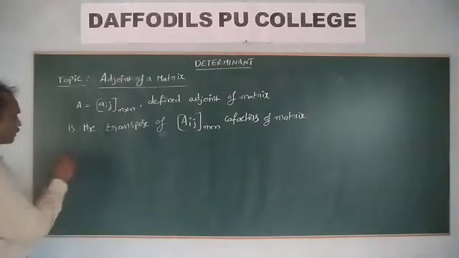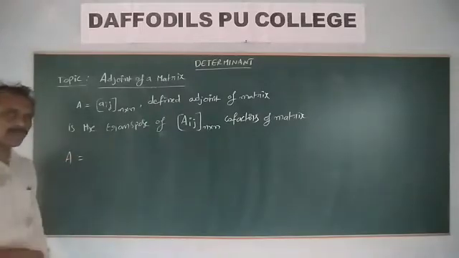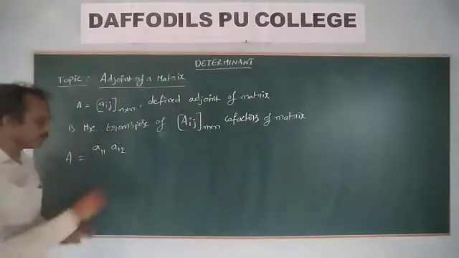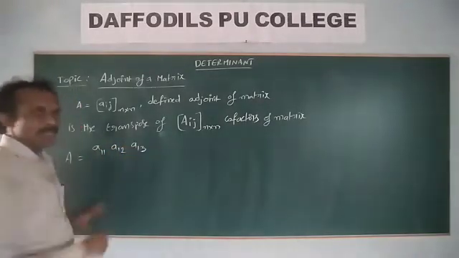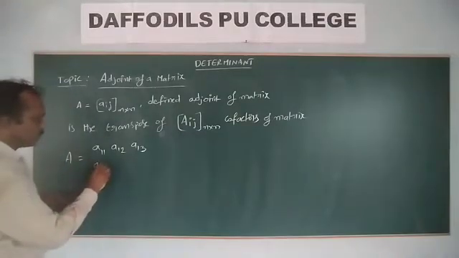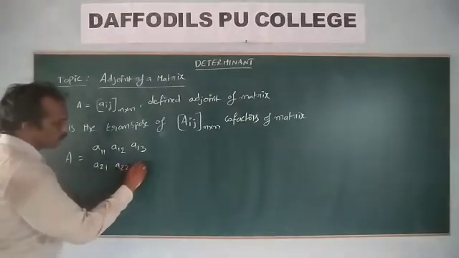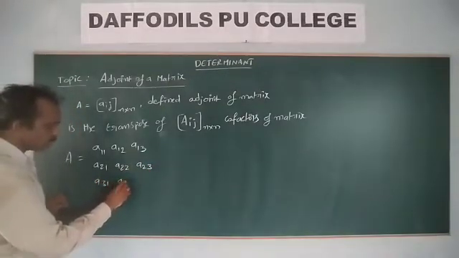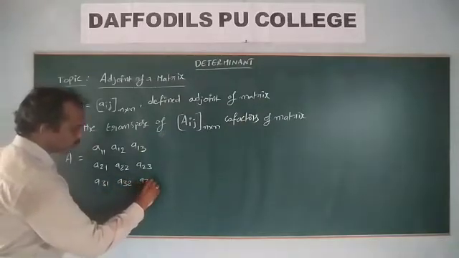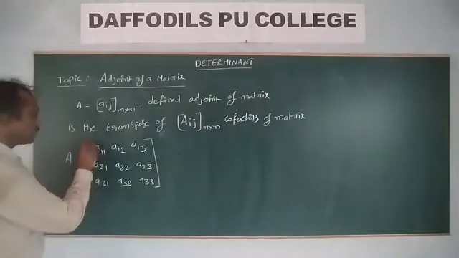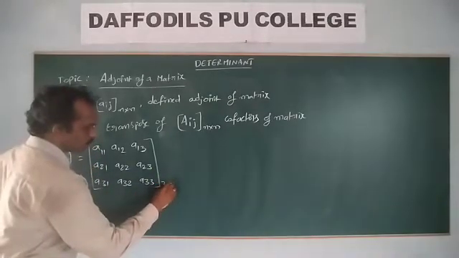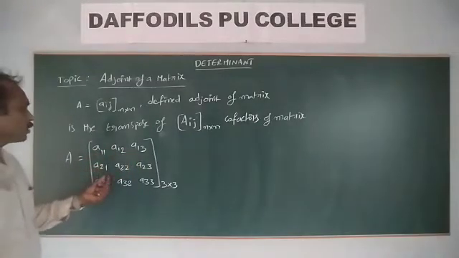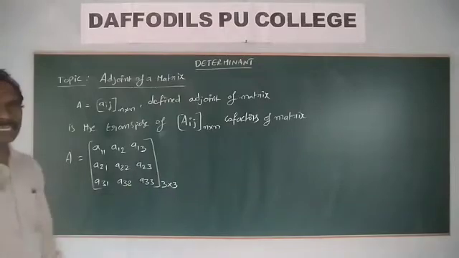Correct. Let us take A as any square matrix with elements A11, A12, A13, A21, A22, A23, A31, A32, A33. This is a 3 by 3 matrix.